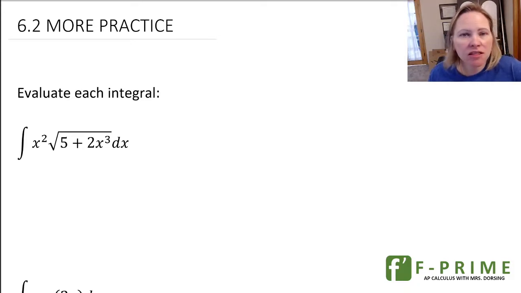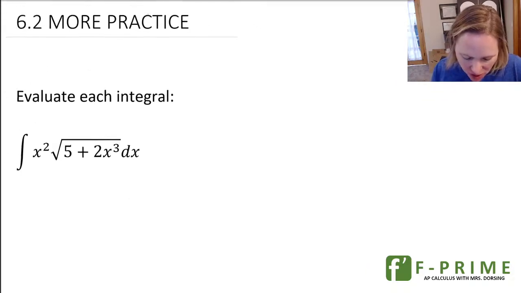We're also going to discuss how U-substitution can help us evaluate the definite integral as well as the indefinite integral. So let's take a look. Let's start with one that's maybe a little less crazy.